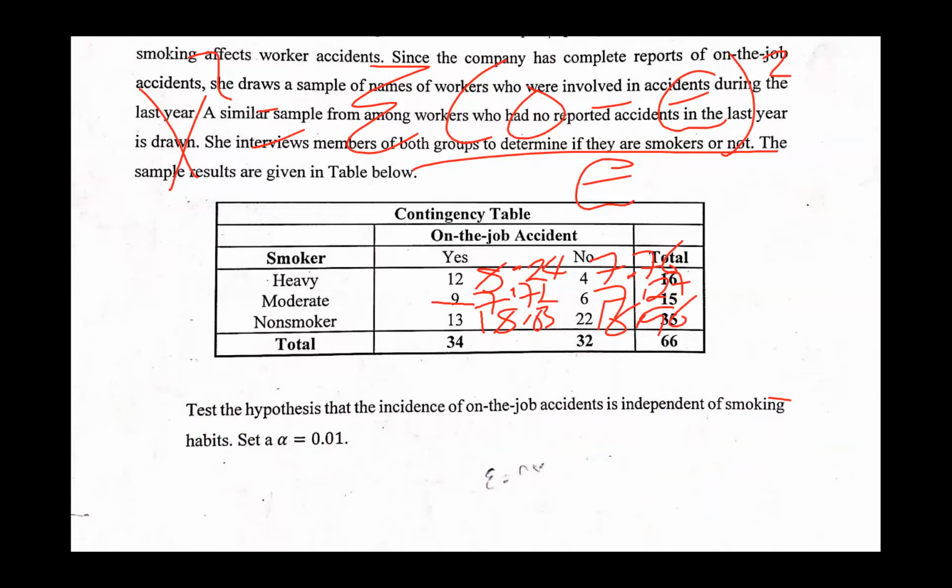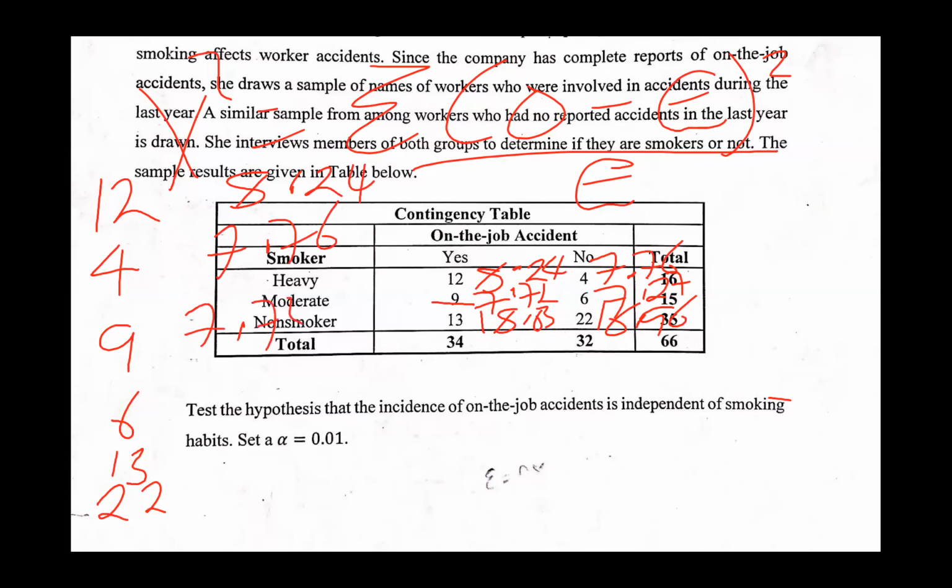So you can have the actual values, these being 12, 4, 9, 6, 13, 2. These are the observed values, sorry, and the expected values corresponding to them are 8.24, then 7.76, 18.03, 7.72, 7.27, 18.03 and the 16.96.